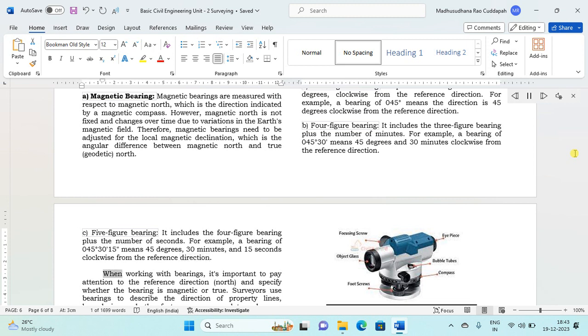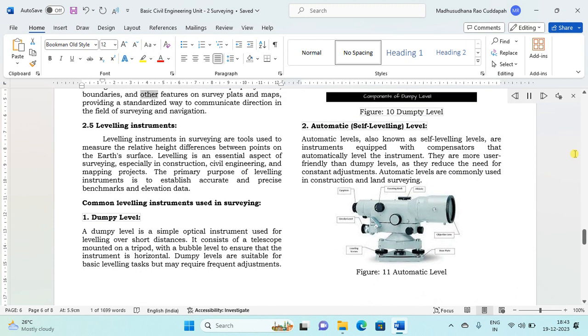When working with bearings, it's important to pay attention to the reference direction, north, and specify whether the bearing is magnetic or true. Surveyors use bearings to describe the direction of property lines, boundaries, and other features on survey plats and maps, providing a standardized way to communicate direction in the field of surveying and navigation.